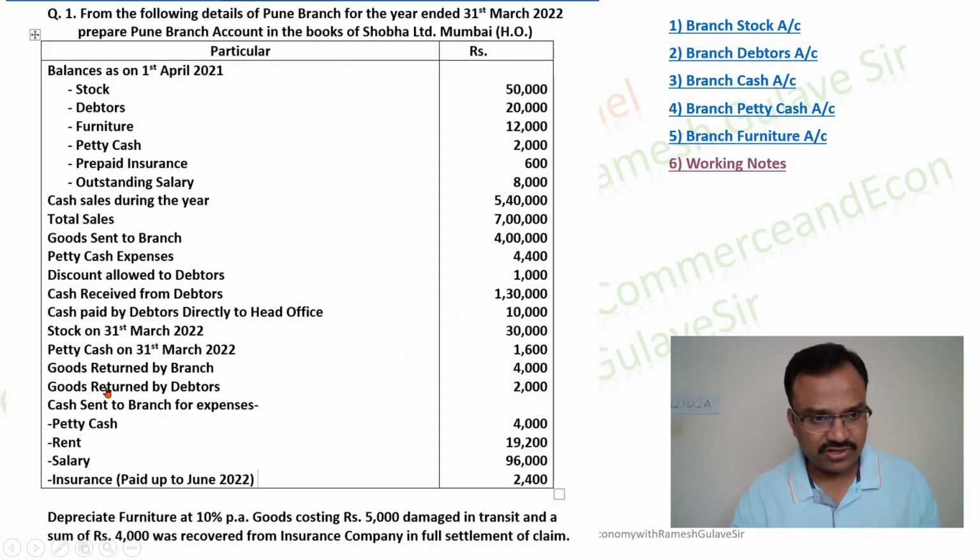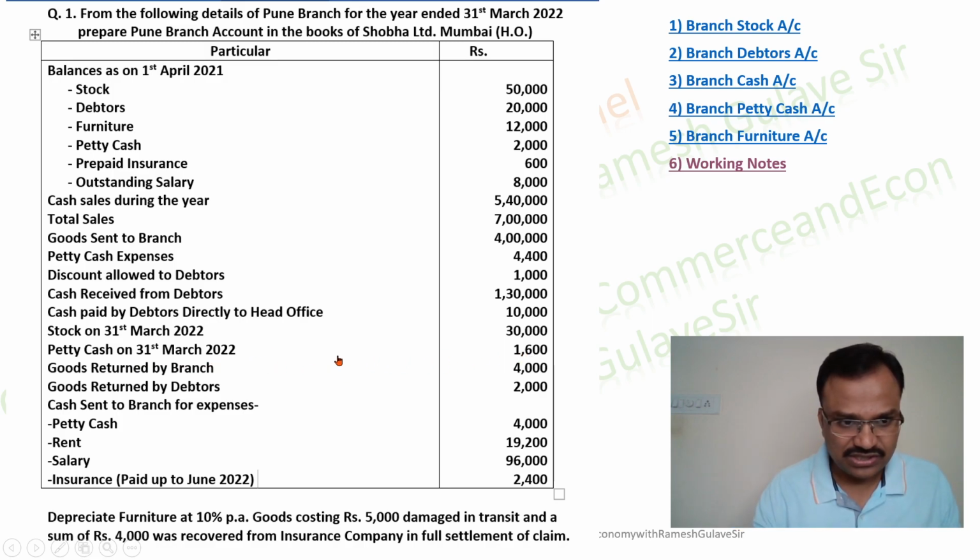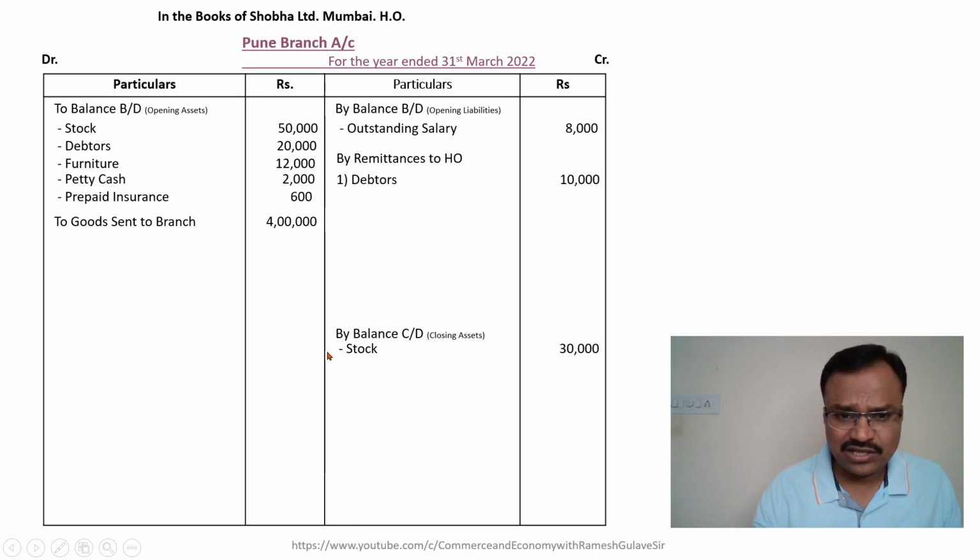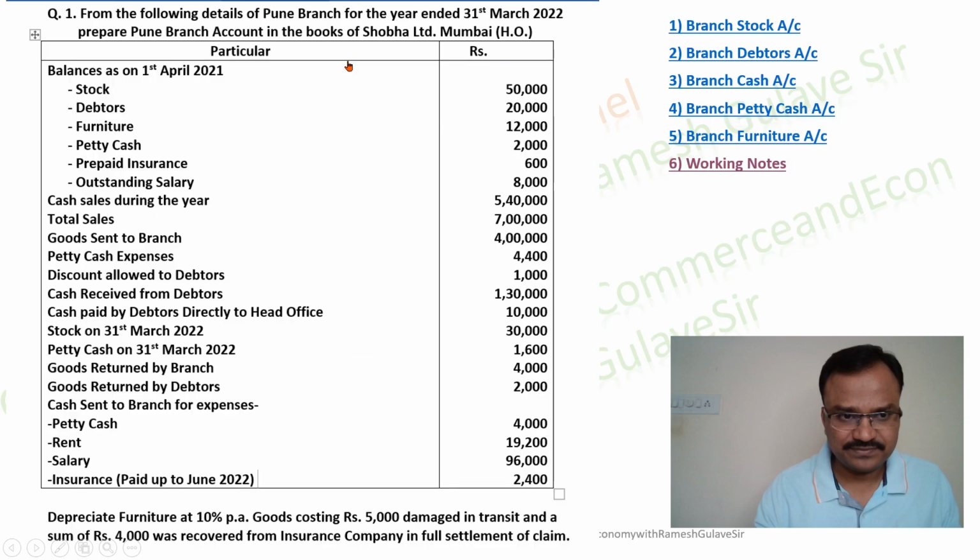Now let us see what is the next point here. Next point is petty cash on 31st March 2022, and the amount of petty cash is 1600. So petty cash on 31st March 2022 means it is also a closing asset. So here petty cash, and how much it is, 1600, right?